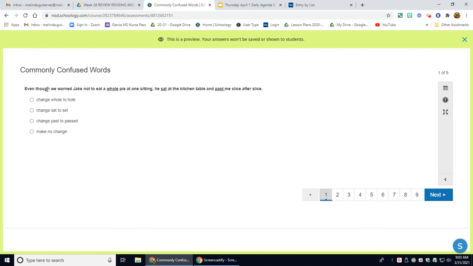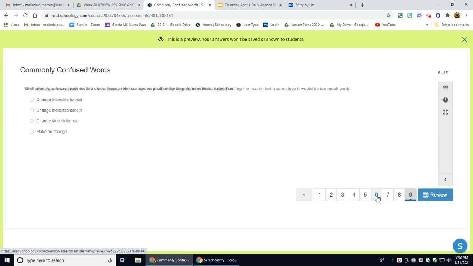This is an exit ticket. It'll give you a sentence, and then you're going to decide which word to change. Okay, change accept to accept, and then change since to since. So you kind of have to be careful, they're not numbered, but it goes in order. Okay. Change there are to there, change there to there, change there to there. Okay, so it goes in order.